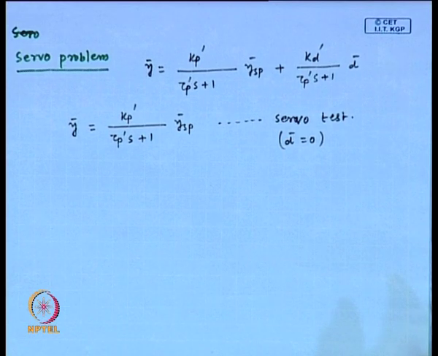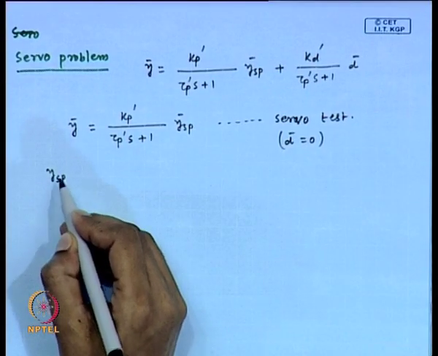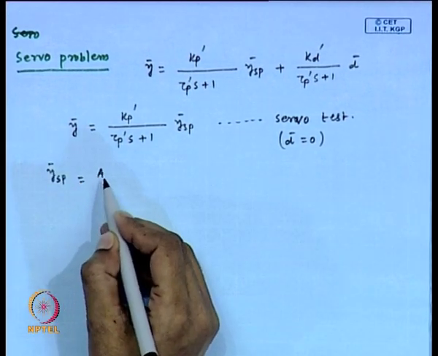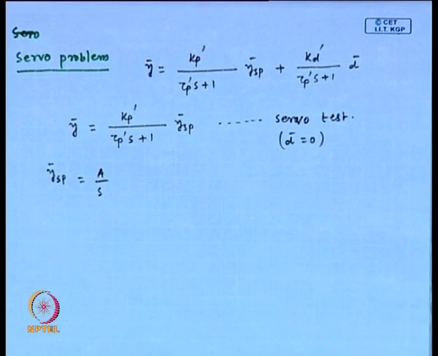Fine. Now, we will introduce a step change in the set point value, and we will observe the transient behavior of the first order process under PI control. We will consider a step change in the set point value with a magnitude of A, and we will observe the transient behavior of the closed loop process.